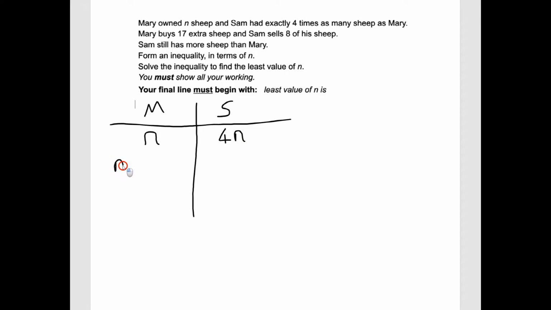Okay, so we have Mary owned n sheep, and Sam had exactly 4 times as many sheep as Mary. So I'm going to make a little table for myself. So I've got Mary, I've got Sam. So Mary started with n sheep. Sam had 4 times as many, which is 4 times n, or 4n. Mary bought 17 more sheep, so that means she would now have n plus 17 sheep. Sam sold 8 of his sheep, so he now has 4n minus 8 sheep.